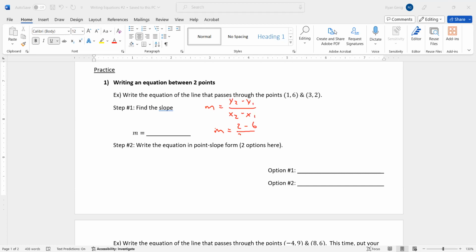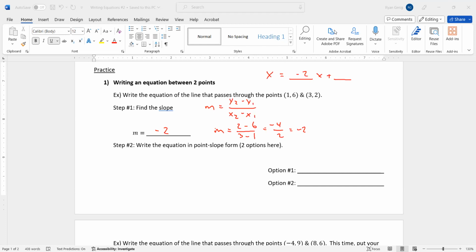X2 is 3. X1 is 1. So 2 minus 6 is negative 4. 3 minus 1 is 2. Reduce that, I get negative 2. So the slope is negative 2. Now, if we're looking for M and B like we have in the past, we have negative 2 for the slope. We don't know the y-intercept.